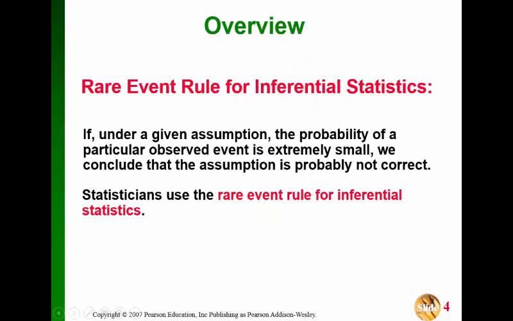Now, there's a statement over here called the rare event rule for inferential statistics. This might make a lot more sense when we look at it again in our study of inferential statistics in Chapter 7. But it's mentioned here anyway, so let's see if we can make sense out of it. If under a given assumption the probability of a particular observed event is extremely small, we can possibly conclude that the assumption is probably not correct. So this is the rare event rule.